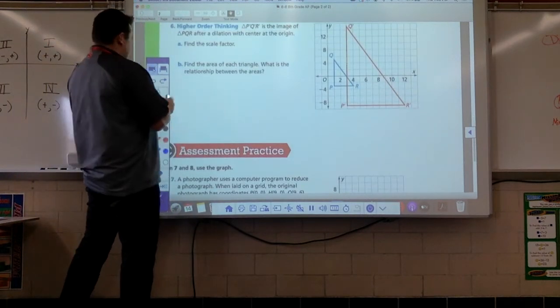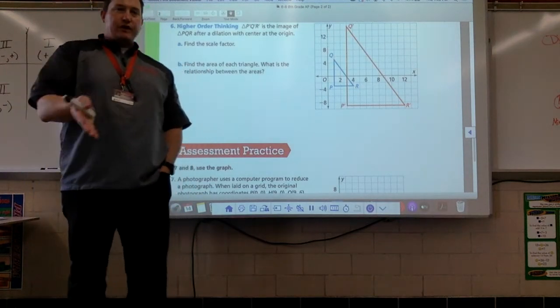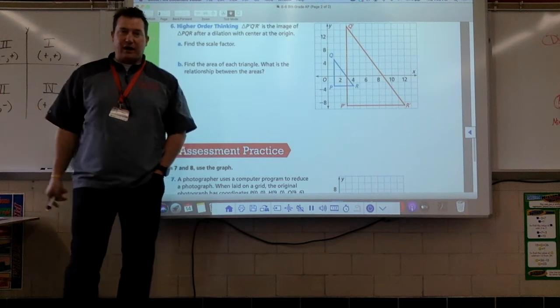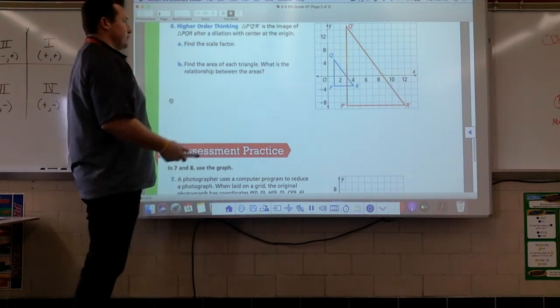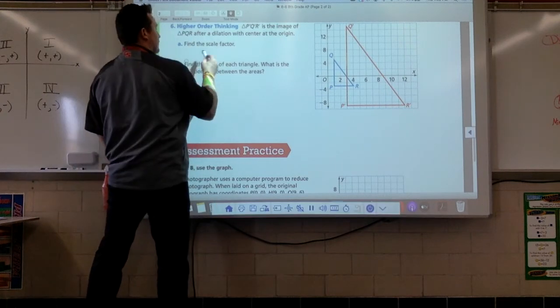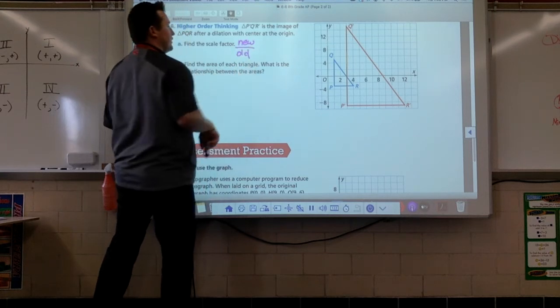And then there's always some tricky questions. So here we go. So we have to be a good reader. Not all graphs count by ones. You guys know this, but sometimes we see questions like this and we just fly by. So find the scale factor. I need to take new divided by old.